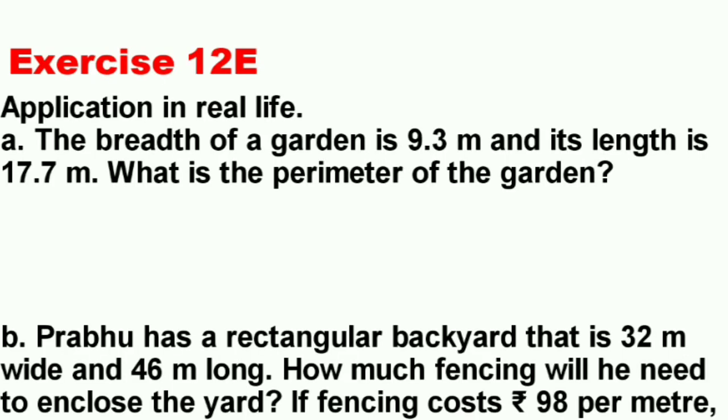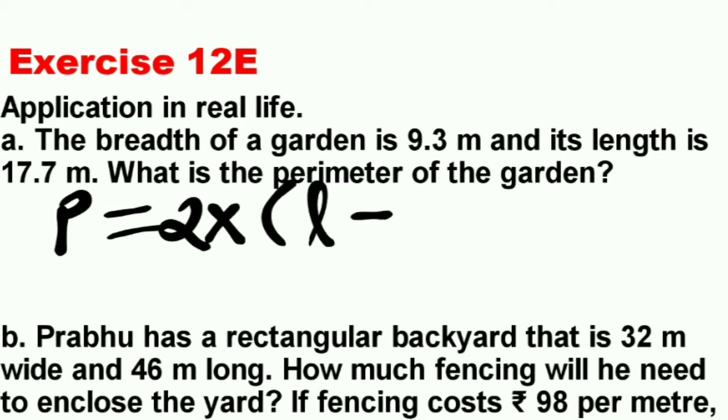Exercise 12e. Application in real life. In this one, the breadth of a garden is given and the length is given 17.7 meter. What is the perimeter of the garden? So perimeter means 2 into length plus breadth. So what we can do?